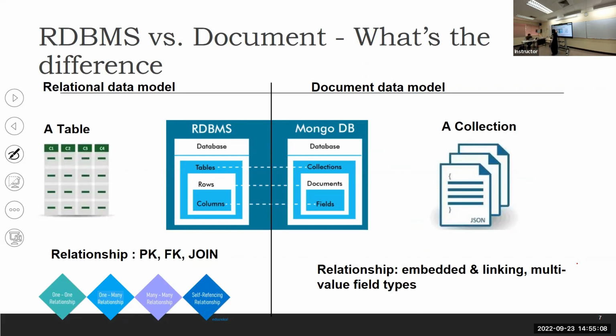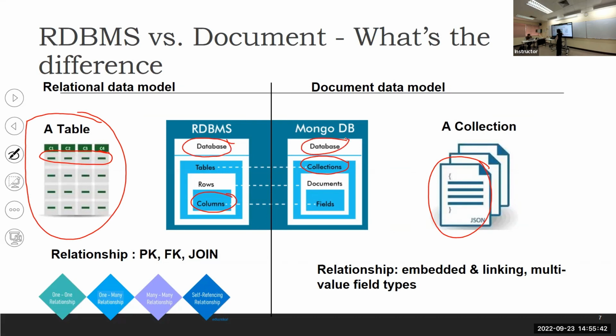If you have a table in your database of the relational data model, a table would become a collection of documents. Each row inside a table is regarded as one document. Each column could be just one field or one attribute together with the value. And of course, the whole database is still called database. So these are some kind of mapping.